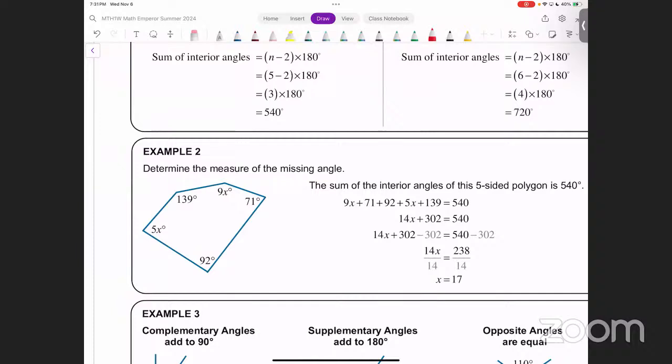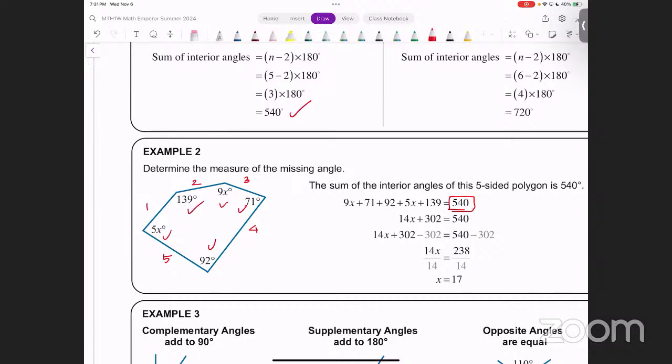You can see that here, different variables are introduced, but we know how many sides: 1, 2, 3, 4, 5 sides. We already know the sum of the angles in a 5-sided polygon, which we did. Now we just put in all the variables: 9x, 71, 92, 5x, 139. And then we solve for it.